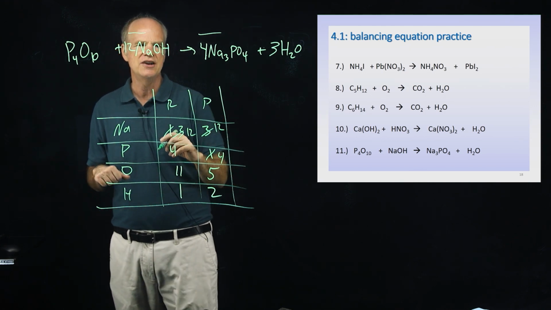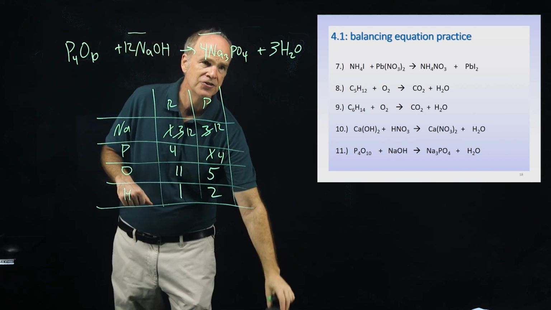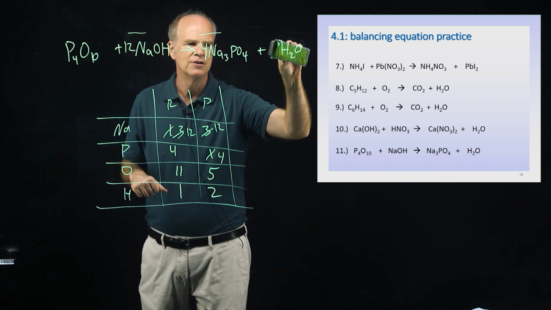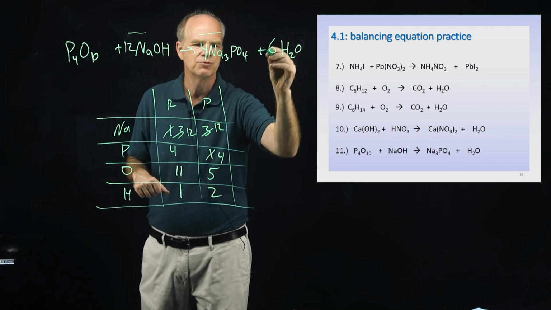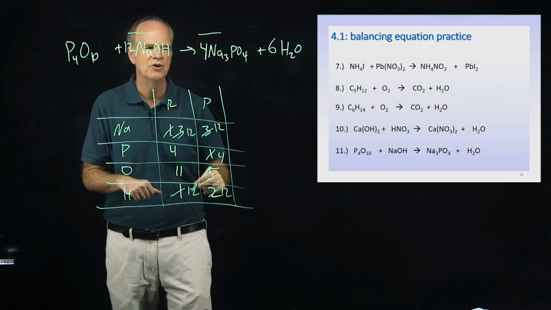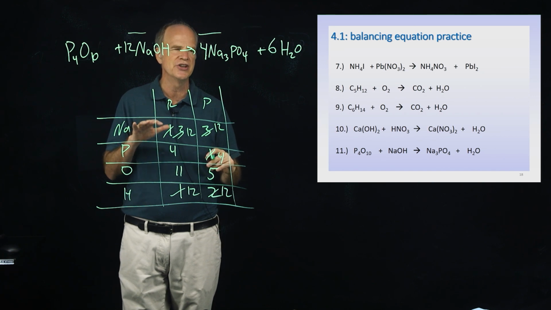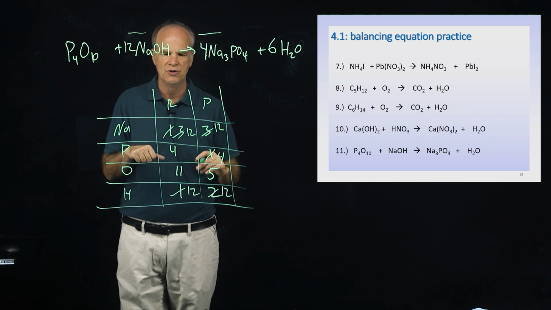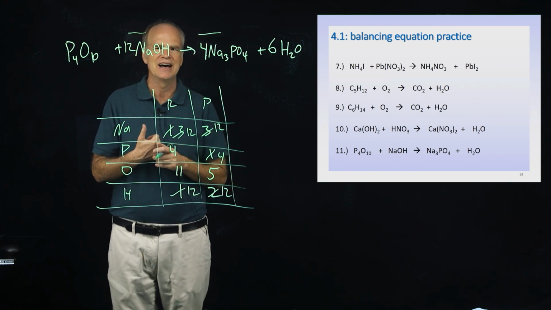Okay, let's check hydrogens. We have 12 hydrogens here, we have 6 here, so I'm going to have to bump this up further. So let's bump this up to 6. Now we have 12 hydrogens on each side. Okay, so it looks like I have the phosphoruses, the sodiums, and the hydrogens balanced. So all I need to do now is check the oxygens and hope and pray that they're balanced. So let's just check that.